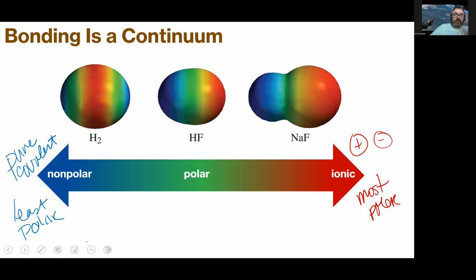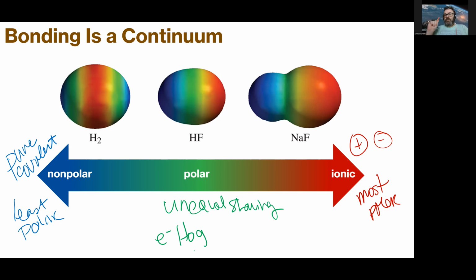In the middle, we have a polar case. This is unequal sharing, okay? And when we think about this, these are atoms that are still covalently bound, so they're kind of sharing, but they're not sharing evenly. So somebody is being an electron hog and holding on to the electrons more than the other one is. And so we end up having what we call partial charges, which we would say, partial positive or partial negative. And we'll see these again in a second.